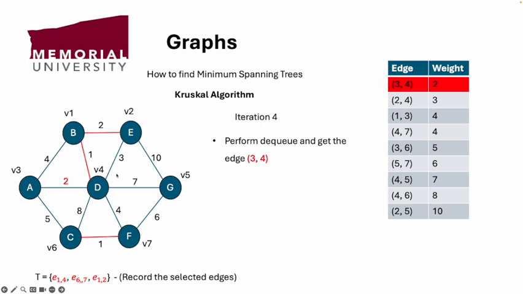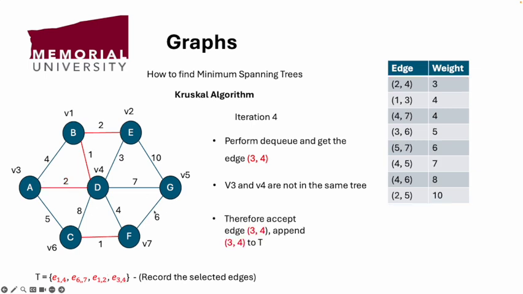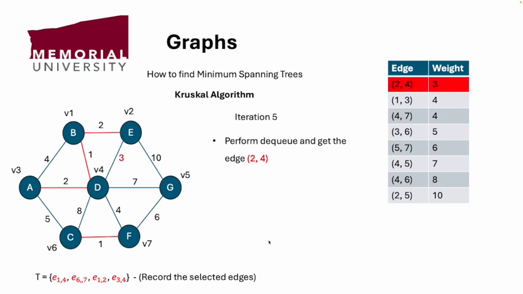Now we find the edge 3 and 4, right? Are V3 and V4 in the same tree or not? It's still not in the same tree because there's no path between V3 and V4. So we accept the edge 3 and 4 and also append 3 and 4 into the set. Now we keep going.